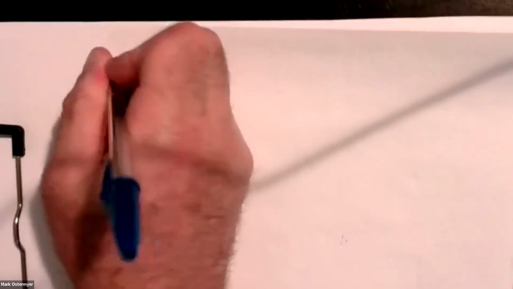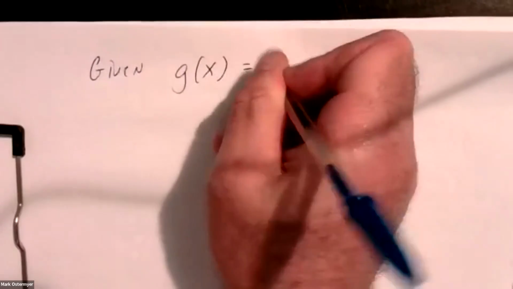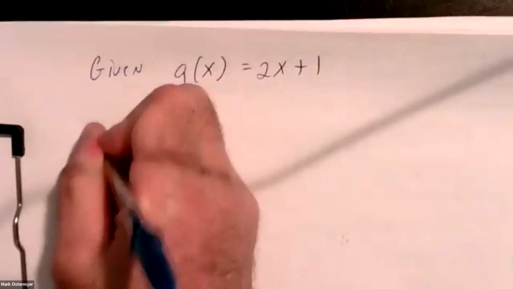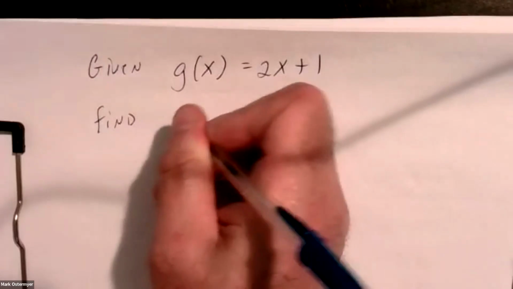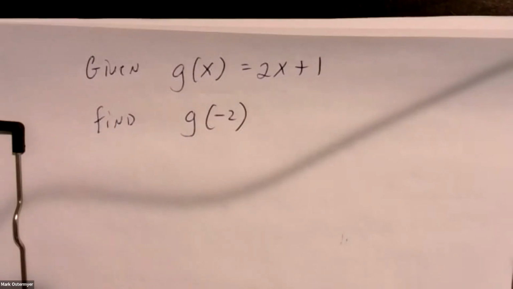Any questions about the notation surrounding the equation of a function? This gives us a function to play around with. Suppose I have a function defined as g of x is equal to 2x plus 1. And suppose I want you to find g of negative 2. How would we do it?